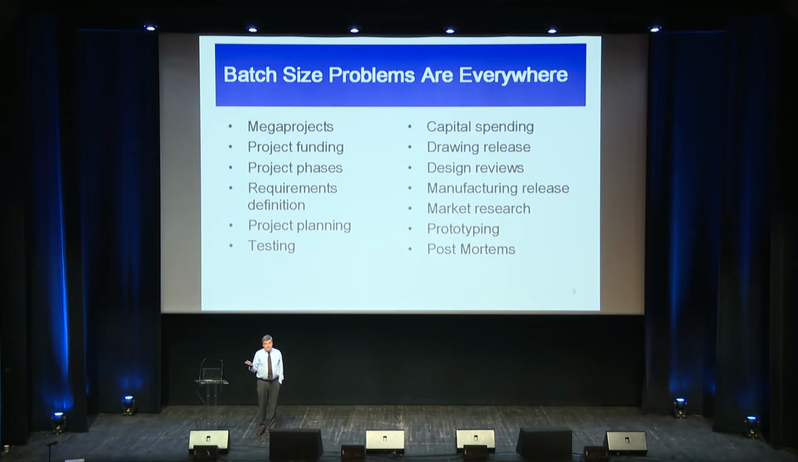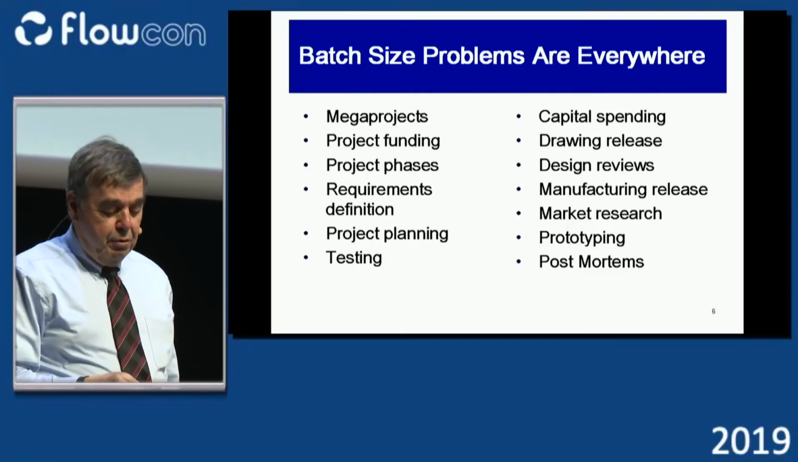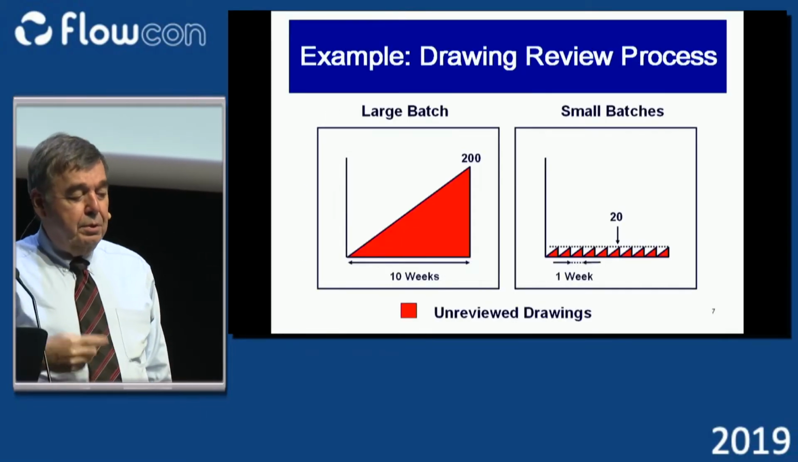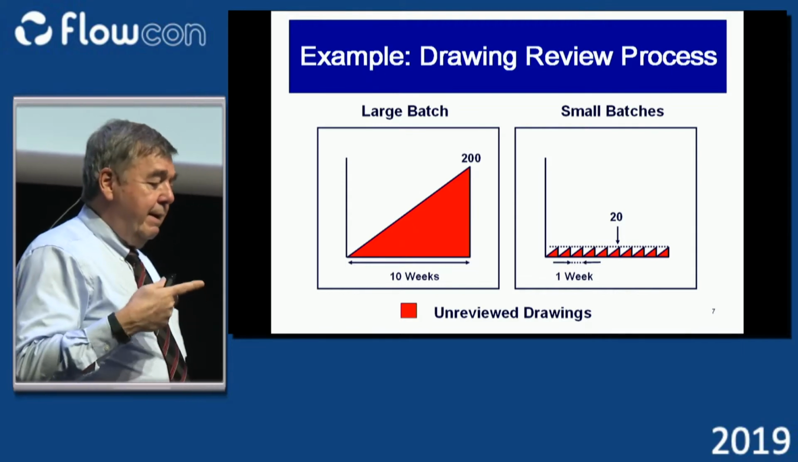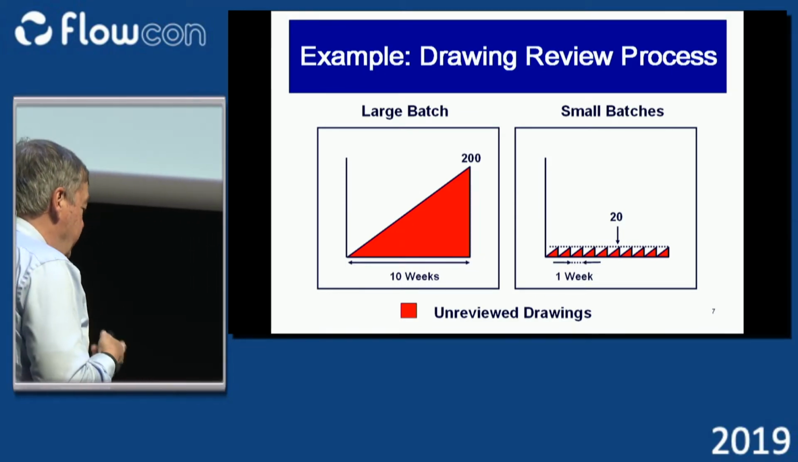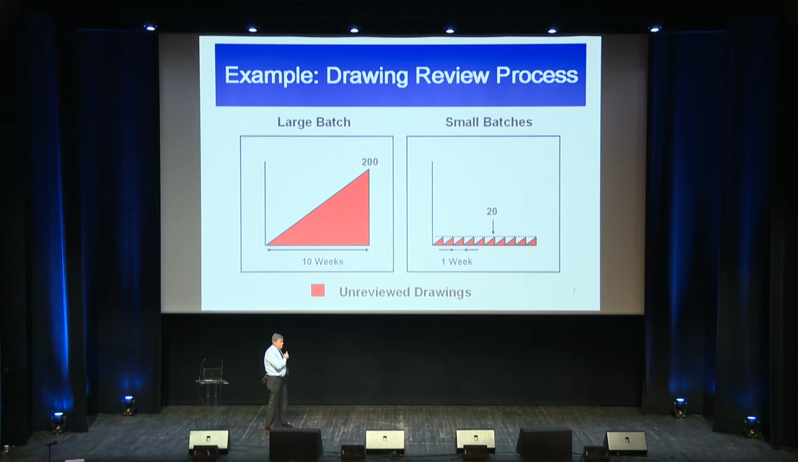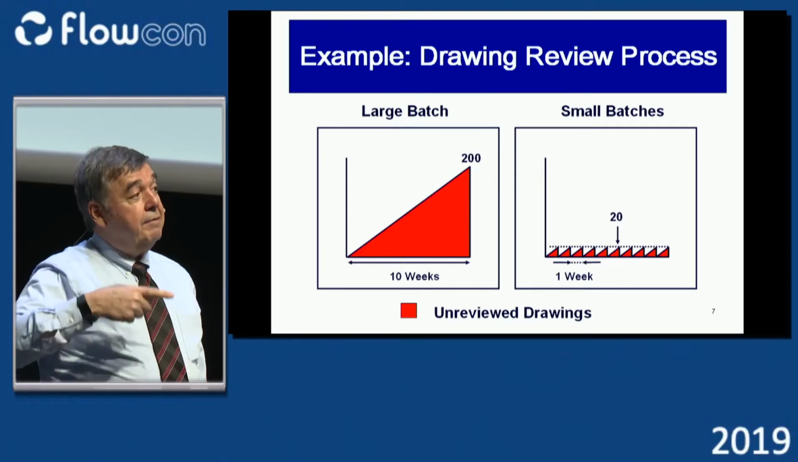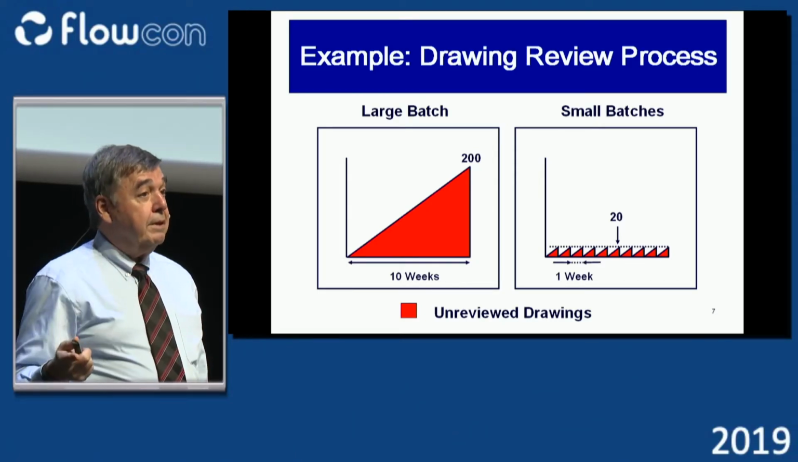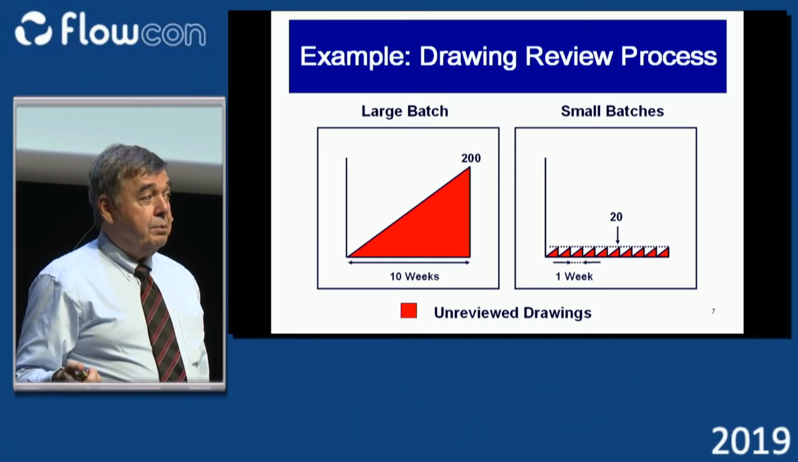It occurs in lots of other areas with testing, with drawing release, manufacturing release, market research, prototyping. I'm going to just use one little example of drawing release to show you just some of the mechanics of what happens. And here what I've done is I've taken 2 different companies. They are making exactly the same product, but they have a different protocol that they use for how they process work.